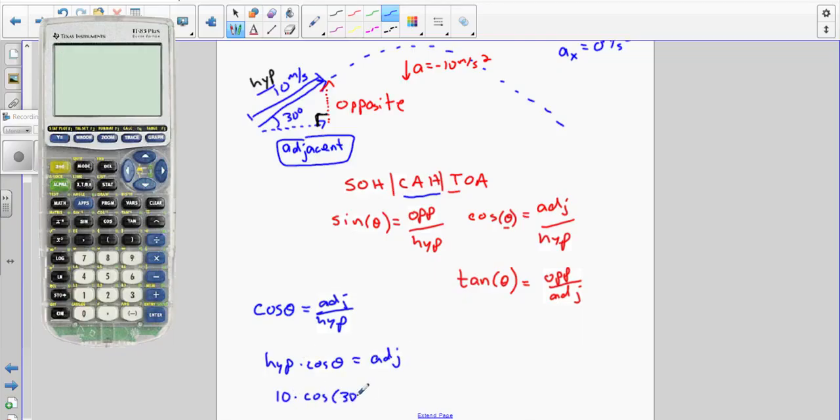cosine of 30 degrees. Oh, sorry, the degrees should be on the inside. Okay, 30 degrees is the unit of the angle. And I'm going to put that in my calculator. So it's going to be 10 times cosine of 30 degrees, and then I'm closing the parentheses. Now I'm going to hit enter.